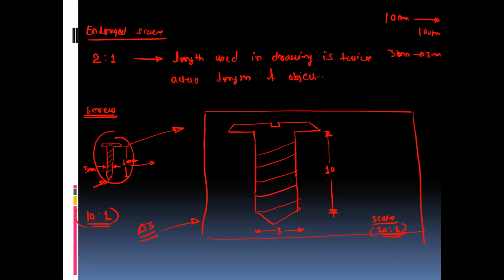I hope this is clear to you, how we are using the enlarged scale and the reduced scale. So scale is the most important part when we prepare the drawing sheet. When we complete the drawing sheet, we need to specify the scale at the right bottom corner of the drawing sheet.